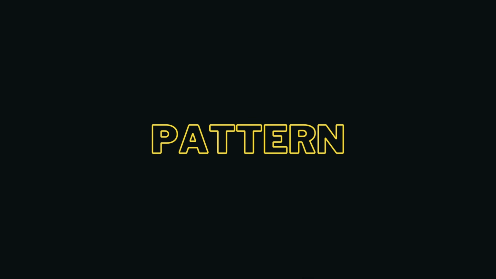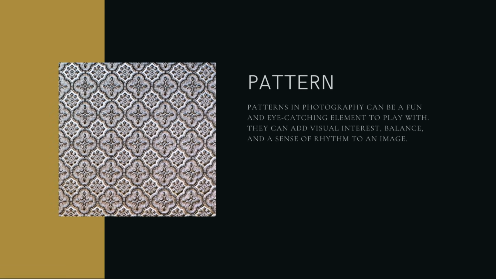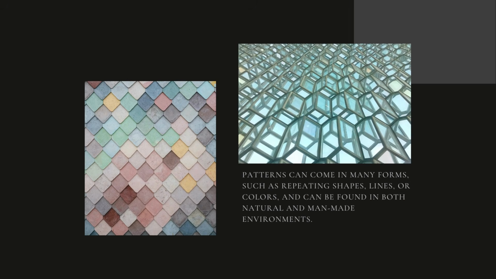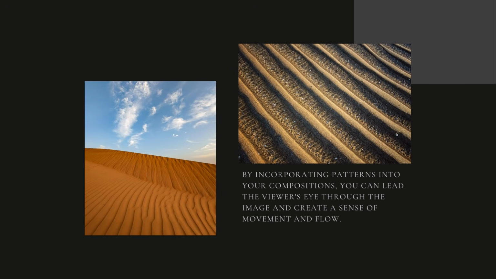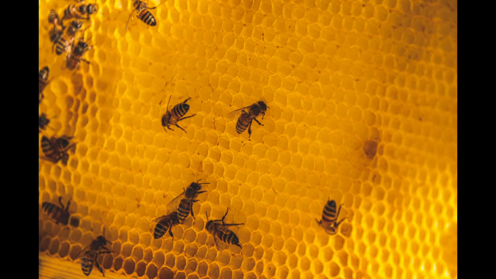Pattern. Patterns in photography can be a fun and eye-catching element to play with. They can add visual interest, balance, and a sense of rhythm to an image. Patterns can come in many forms, such as repeating shapes, lines, or colors, and can be found in both natural and man-made environments. By incorporating patterns into your compositions, you can lead the viewer's eye through the image and create a sense of movement and flow. Plus, patterns can also add a touch of creativity and personality to your photos, making them stand out.